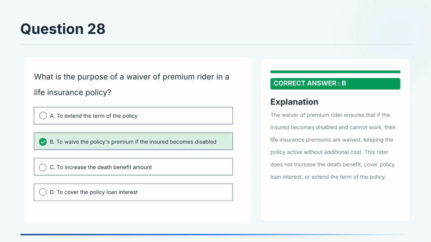The right answer is B. To waive the policy's premium if the insured becomes disabled. The waiver of premium rider ensures that if the insured becomes disabled and cannot work, their life insurance premiums are waived, keeping the policy active without additional cost. This rider does not increase the death benefit, cover policy loan interest, or extend the term of the policy.